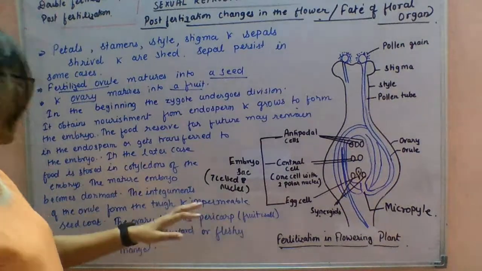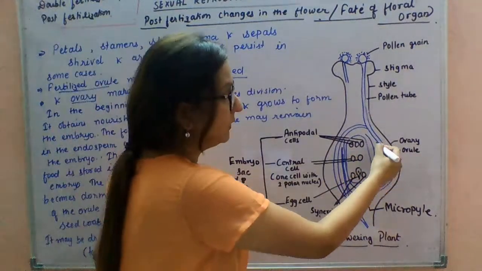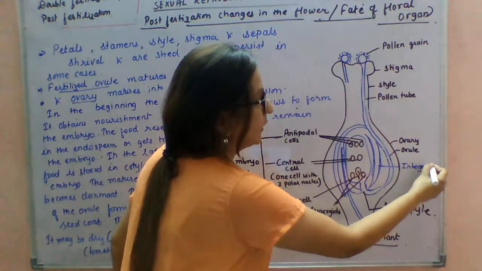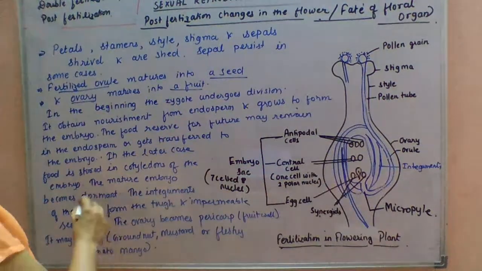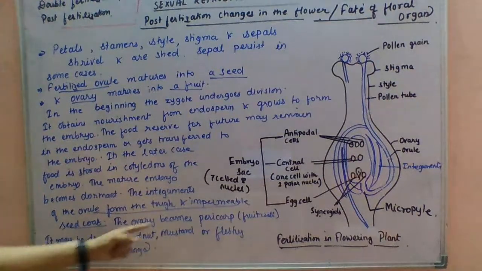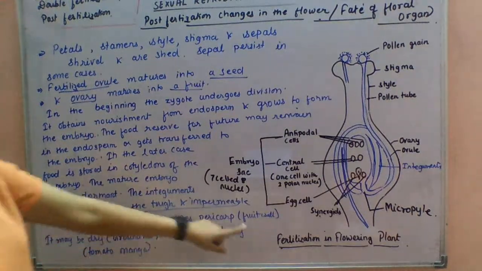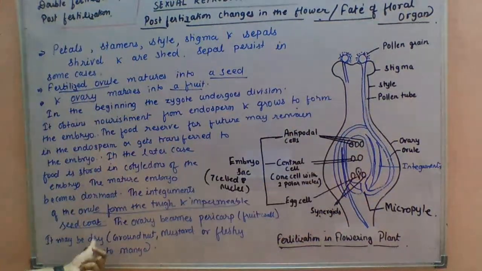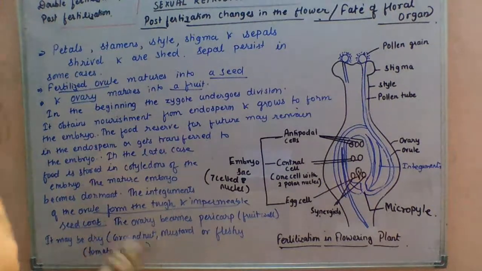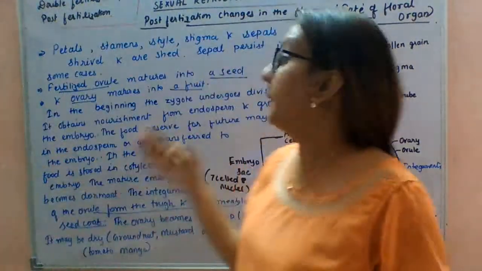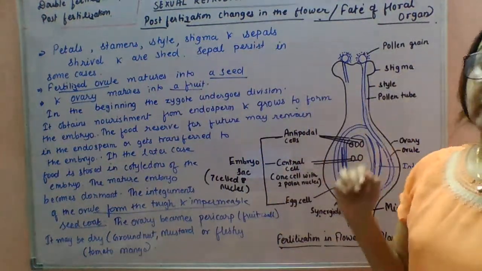And the integuments of the ovule. What are the integuments of the ovule? These all are called integuments. So these integuments of the ovule form the tough and impermeable seed coat, and the ovary becomes the pericarp, or the fruit wall. Fruits can be dry or fleshy. Dry fruits such as groundnut and mustard. Fleshy, you can see the tomato and mango. So this is about the post-fertilization changes, or the fate of the floral organs.